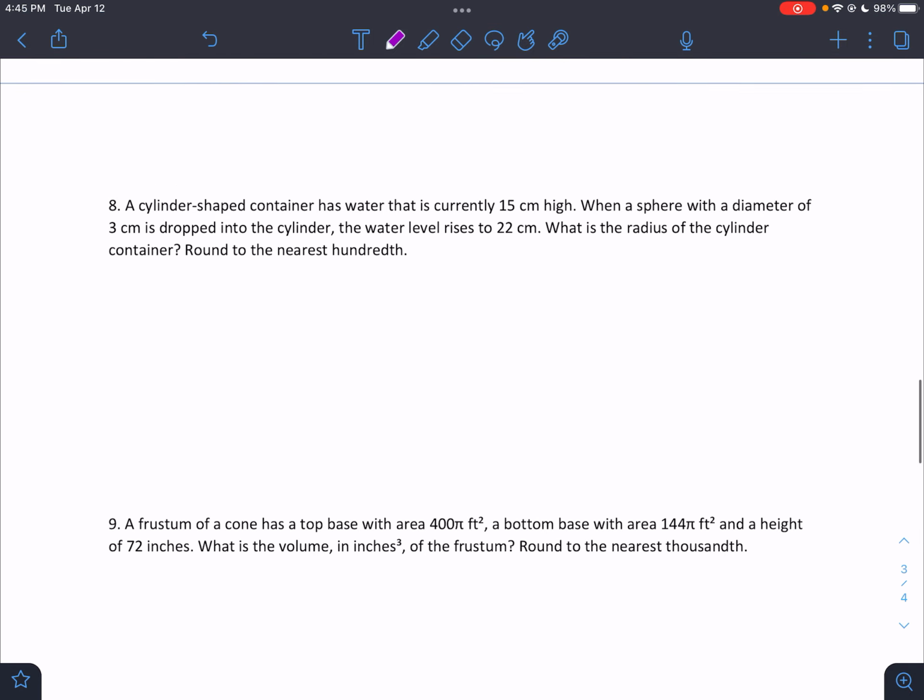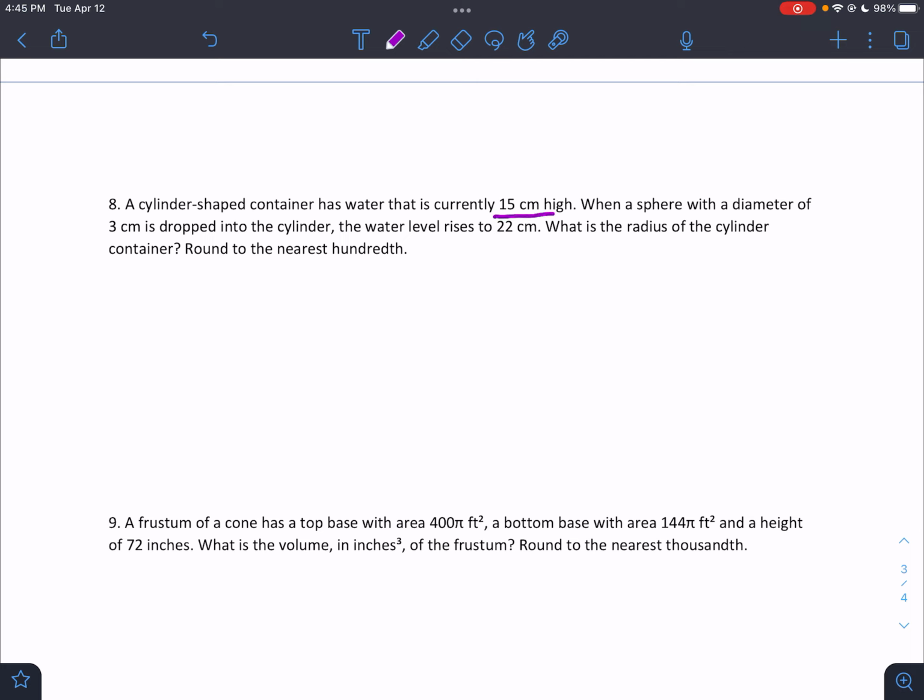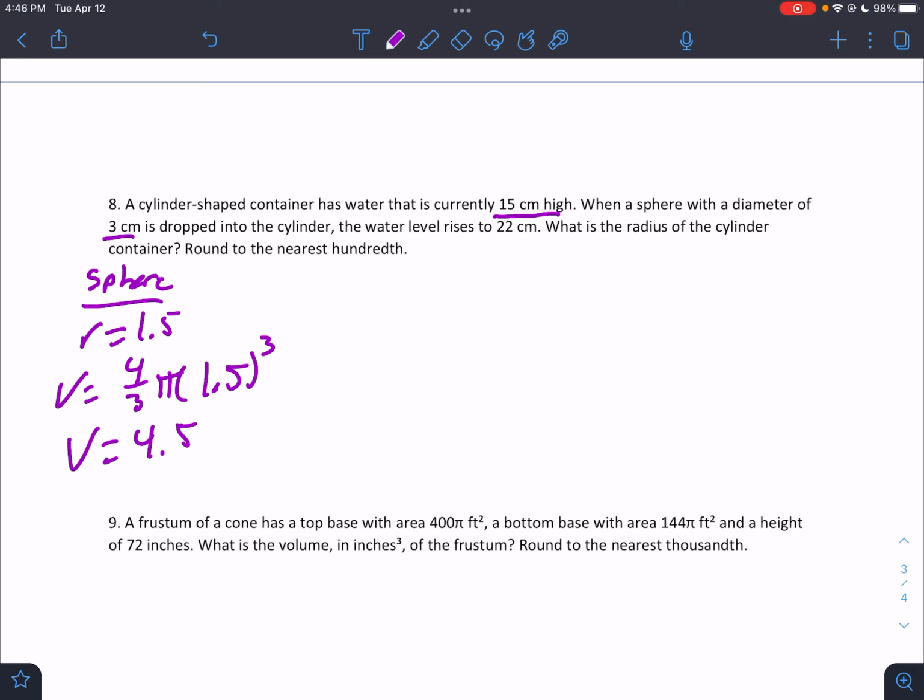A cylinder-shaped container has water that is currently 15 centimeters high. When a sphere with a diameter of 3, so the sphere, let's look at that. The radius is 1.5, so the volume is 4/3 pi 1.5 cubed. 4/3 times 1.5 cubed. Well, how about that? That's just 4.5. Love it. So that is 4.5 pi. Don't forget your pi.